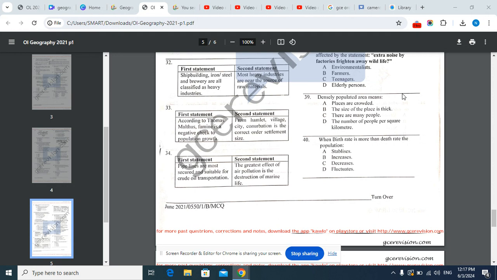Question 34. The first statement says, pipelines are most secure and suitable for crude oil transportation. Second statement, the greatest effect of air pollution is the destruction of marine life. The answer is C.